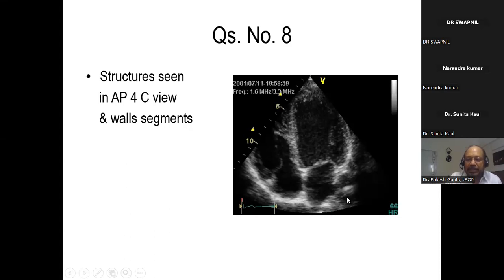So Dr. Narendra is correct. You put a sample volume into this descending aorta. If this is a descending aorta, it will show a pulsatile flow. And if it's a pulmonic vein, it will show a respiratory flow. And we cannot depend on collapsibility. How can you collapse these structures?